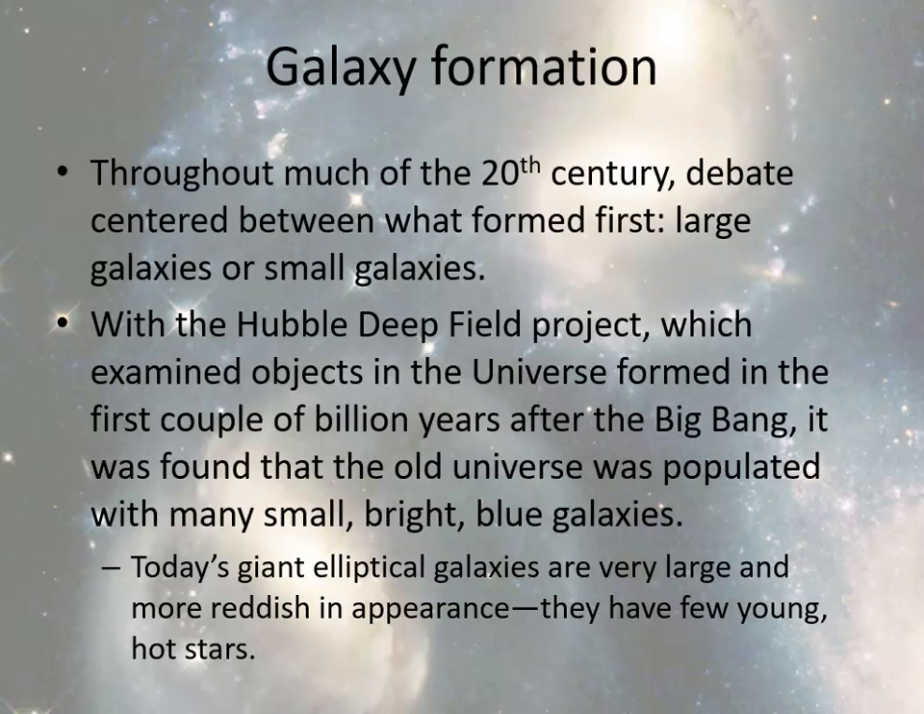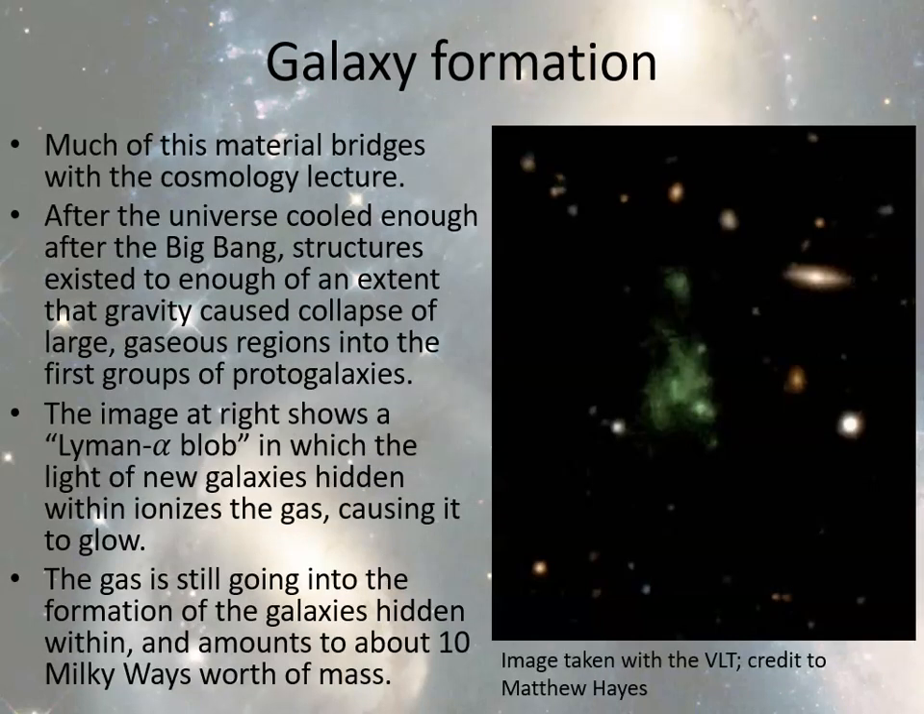Now, turning our attention to galaxy formation. Throughout much of the 20th century, there's been a lot of debate about what formed first, whether it was large galaxies that eventually split into small galaxies, or the other way around. We call this the top-down versus bottom-up approach. But with the Hubble Deep Field project, where the Hubble Space Telescope would spend hours or days just staring at the same dark area of the sky and continuing to accumulate data to form our impression about what the universe is really like, we realized that it's actually the small galaxies that form first.